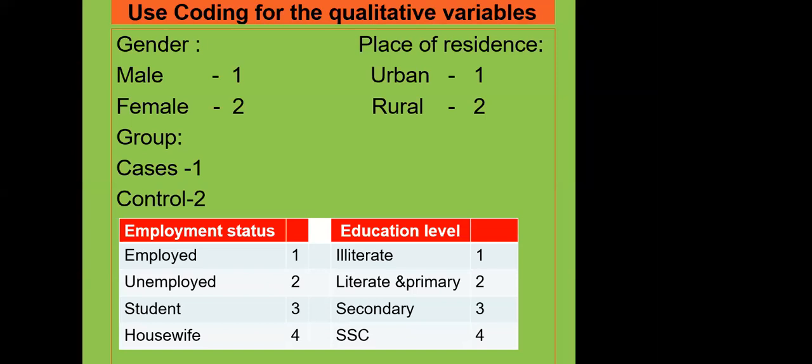When you assign these values, you record them in a separate book. You should not forget it. When we transfer the data into SPSS, we have to assign these values: 1 means what, 2 means what. So in order to correctly assign these values, you note them down in a separate code book.